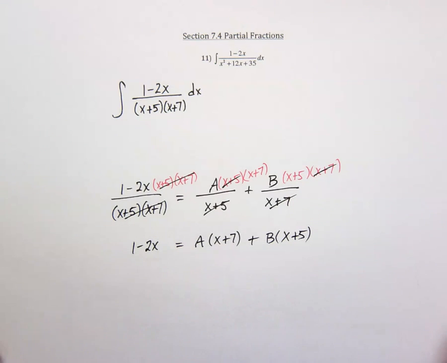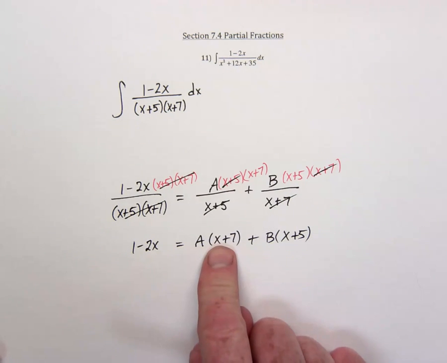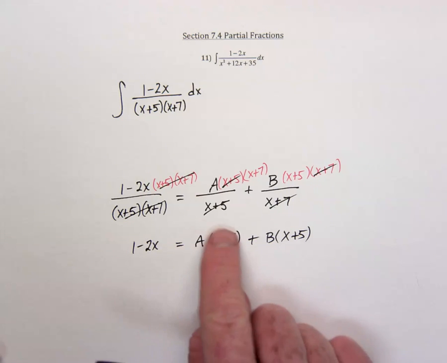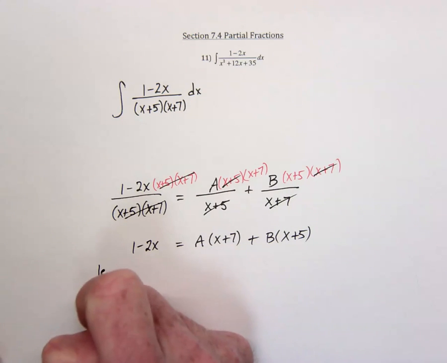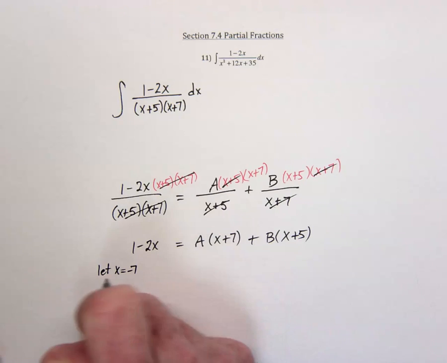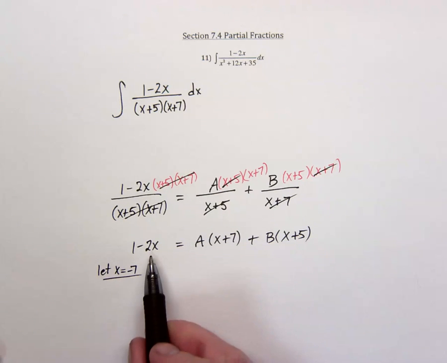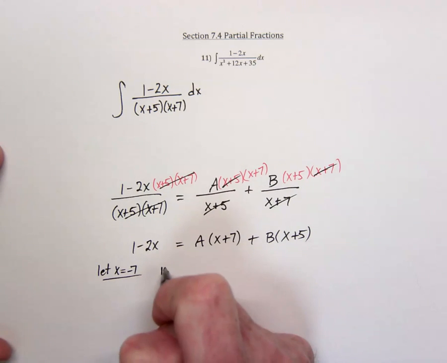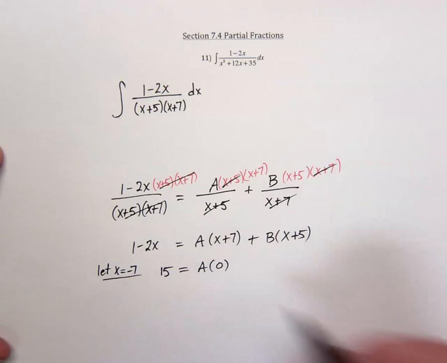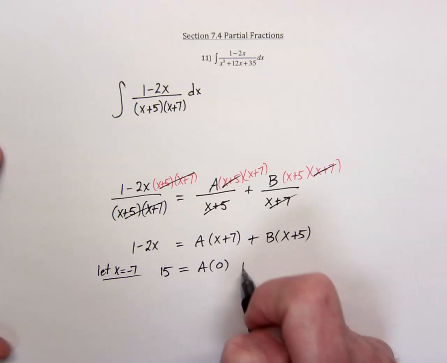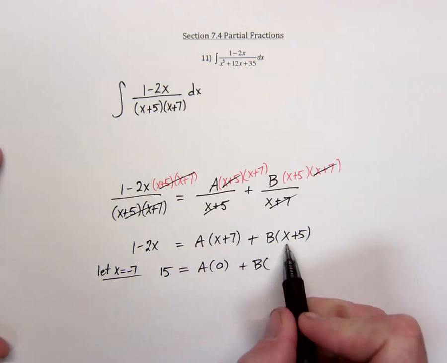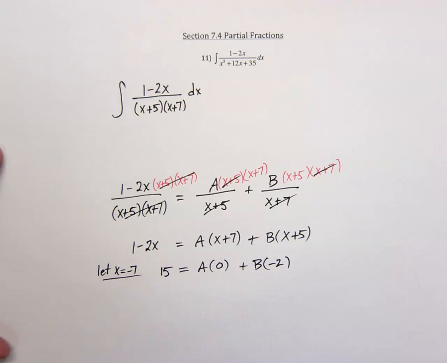Next, I'm going to substitute numbers for x. For example, in here I could substitute a negative 7, and it would get this whole term to cancel. So let x equal negative 7. Over here we would get a positive 14 and a 1, so that's 15. A times 0, that's going to be gone, and then B, if you put a negative 7 in here, it's going to give us a negative 2. So then we would have B is equal to 15 divided by negative 2.